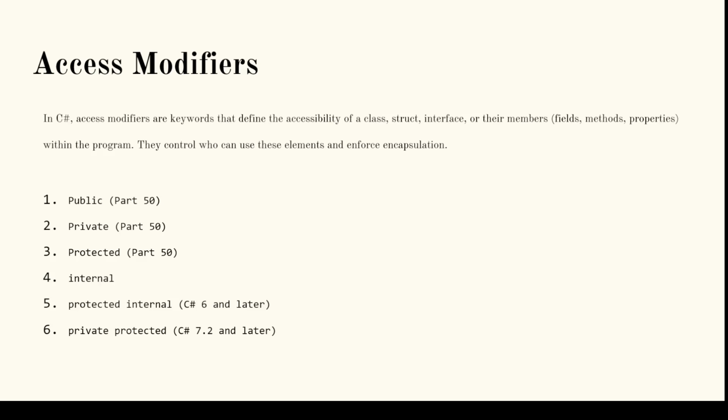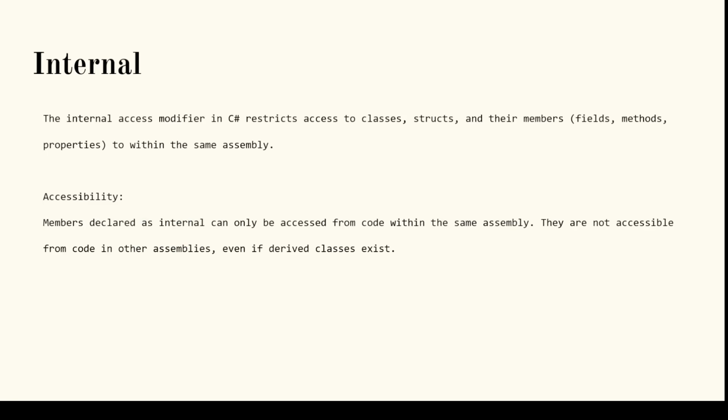As we have seen in the last video, we can use access modifiers to hide or unhide types and type members in C#. So let's continue our discussion and start with our first access modifier, that is internal. The internal access modifier in C# restricts access to classes, structures and their members like fields, methods and properties to within the same assembly. Means if we have marked something as internal, that will be accessible within that assembly. It cannot be accessed outside that assembly.